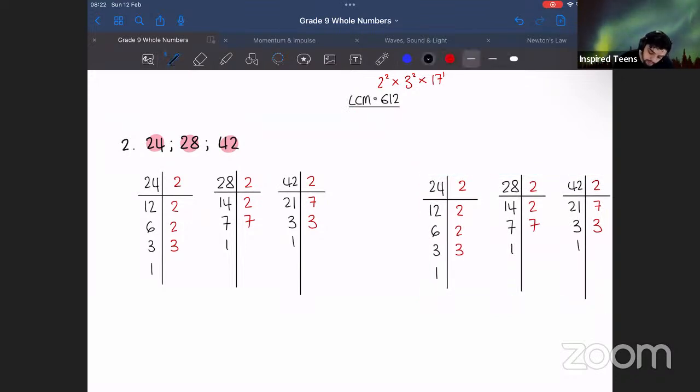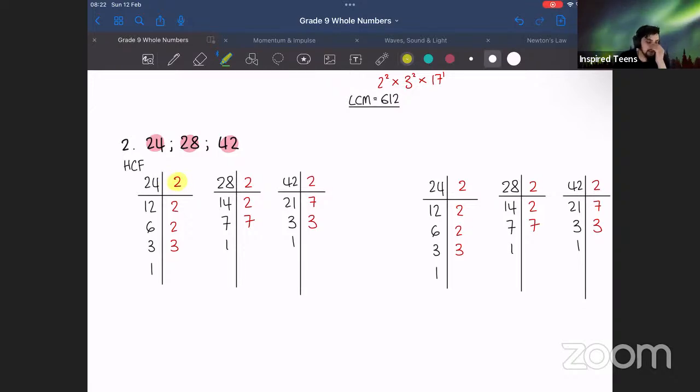Okay, so for HCF, we have to identify the common factors. But now, when we're dealing with 3 numbers, it actually has to be common in all 3. Not just 2 of them, or any 2, or the first 2, or the last 2, or the first and last. It has to be common in all 3. So let's look at this first 2. Do I have a 2 in the second and third sets? Yes, I do. So I can highlight this 2.